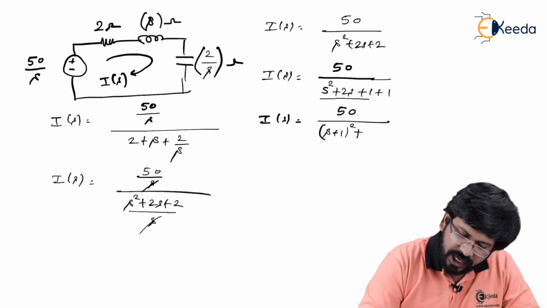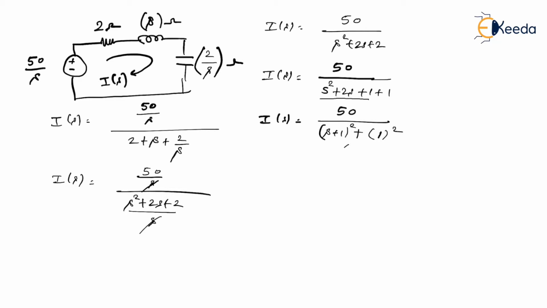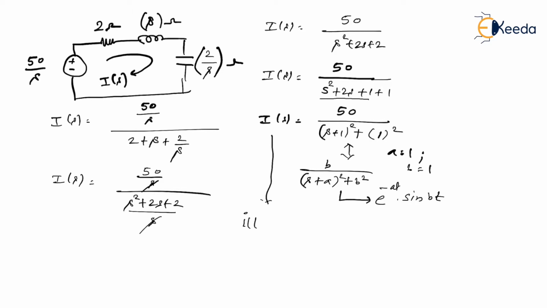Similarly, I can write the remaining 1 as 1 squared. I have to always relate this with the standard formula, that is B upon (S plus A) whole square plus B square, which is e raised to minus At times sin bt. So now comparing, you'll come to know that A is equal to 1 and B is equal to 1. So now by taking the inverse Laplace of this, it becomes simple.